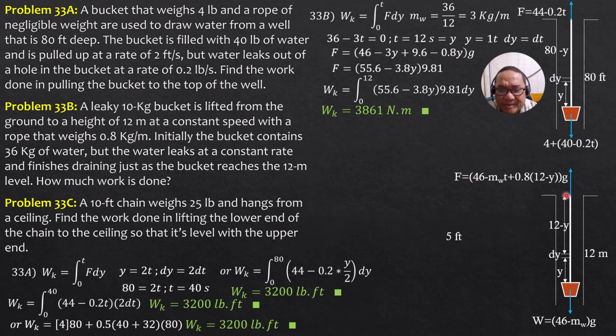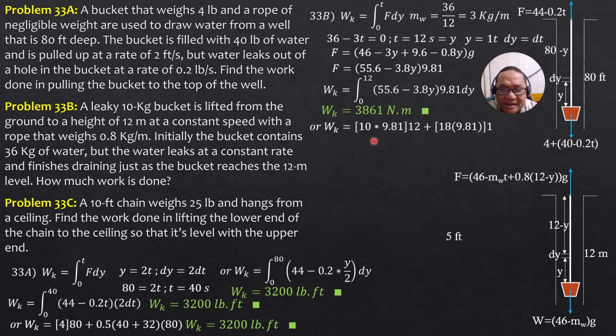So the average mass of water would be 18, (36 + 0)/2, times distance 12, plus the average mass or weight of the rope, which is 0.8 kilogram per meter times 12, then times distance. Because it acts at the center, the distance will only be 6.